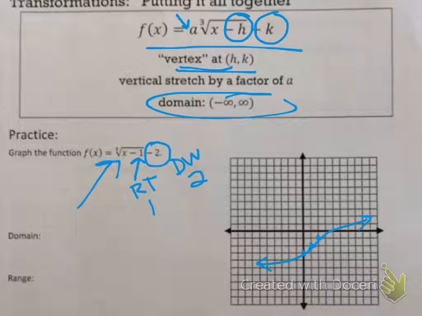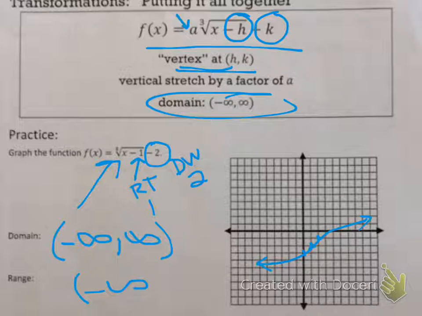Domain and range is going to be the same thing it's always been, -infinity to infinity, and again, -infinity to infinity.